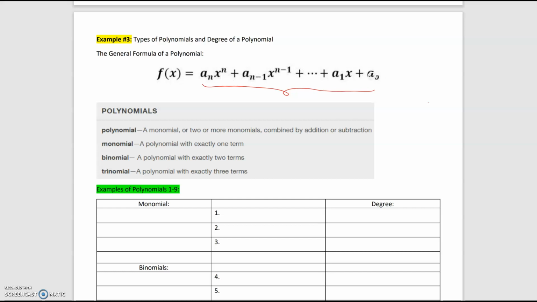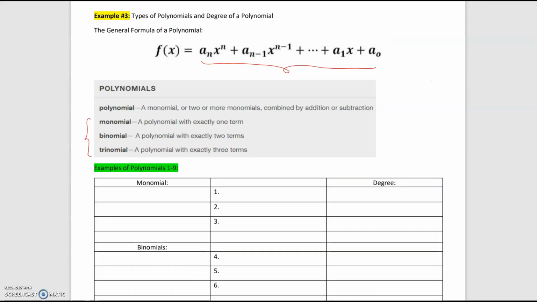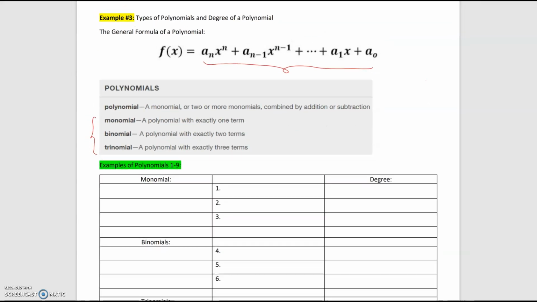The a of 0 represents a constant, then you have a value multiplied by an x, and then the powers of the x keep increasing until you have an x to the n. And we basically classify polynomials in this class as follows. We're looking for only three types, which will be a monomial, a binomial, and a trinomial. Let's first talk about a monomial.